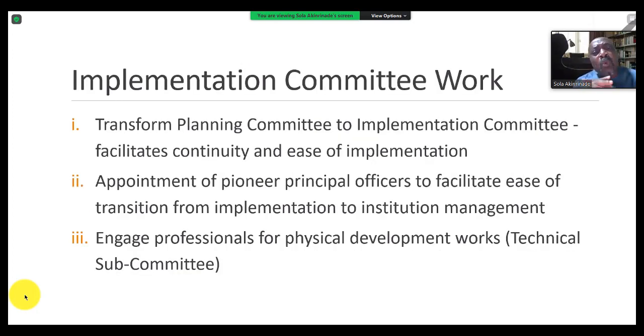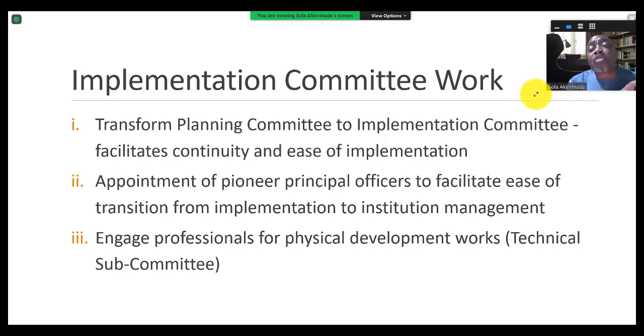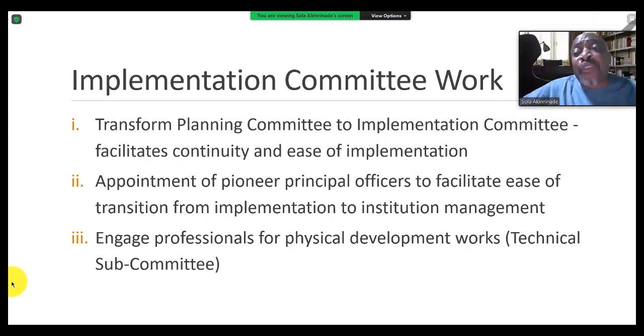Now, the work of the implementation committee. In many instances, some states combine planning and implementation committees. But it's better to have the stages clearly mapped out, so that when you have your implementation committee report, if for any reason any member wants to drop out, the committee will not be affected adversely. So get a report that will be implemented by the implementation committee. Ideally, the planning committee should transform to the implementation committee. It will facilitate continuity and ease of implementation.